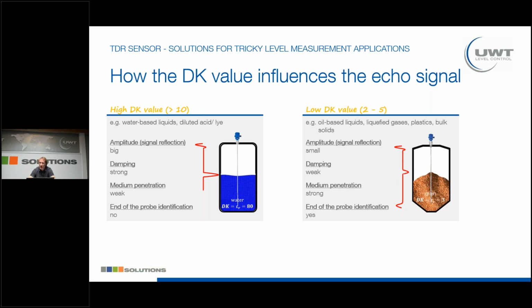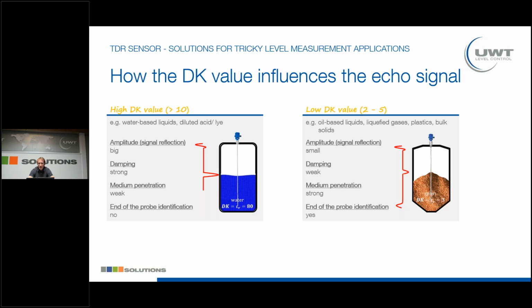On the other hand, when we have a medium with a low decay value, like most of the bulk solids or plastics, and oil-based liquids, the amplitude of the signal reflection is small because less energy is reflected. And the medium penetration is strong because the microwave can penetrate materials with low decay value very, very easily. And it also reaches the end of the probe.